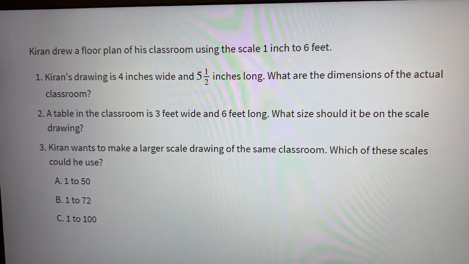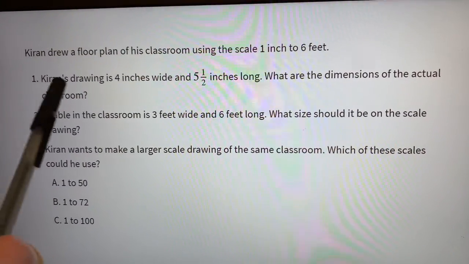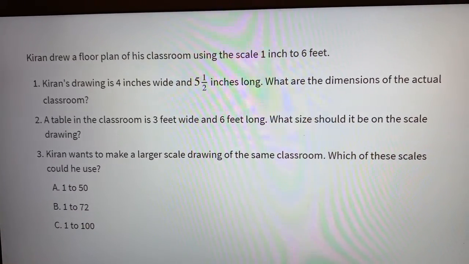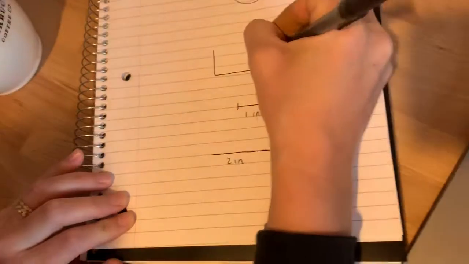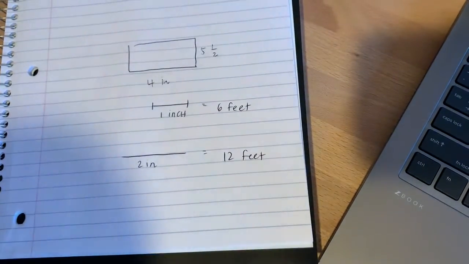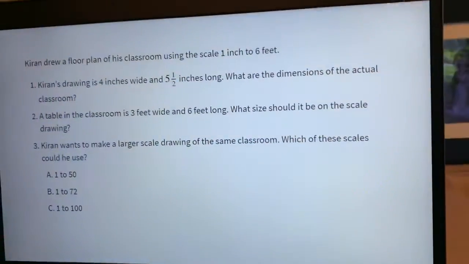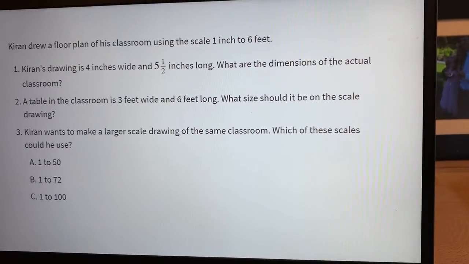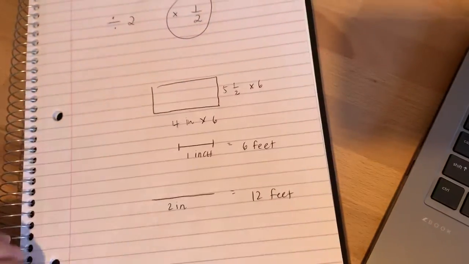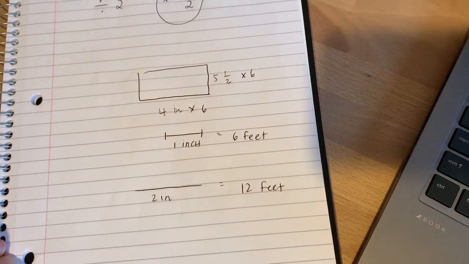So for example, if Kieran's drawing is 4 inches wide and 5.5 inches long, let's sketch that. 4 inches wide and then 5.5 inches long. We would want to know what's the dimensions of the actual classroom. So we know that since every inch represents 6 feet, we could multiply both of those sides by 6, and that would give us the real world dimensions.